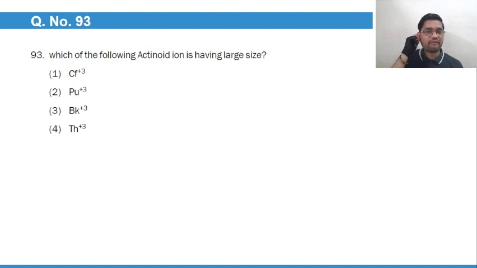93. Which of the following actinide ions has the largest size? So what we need to focus on is the large size. So 93 will go with thorium plus 3. Which of the following actinide ions has the large size? It is thorium plus 3. So 93, option number 4 will be the best answer.